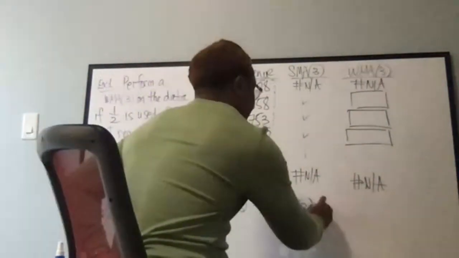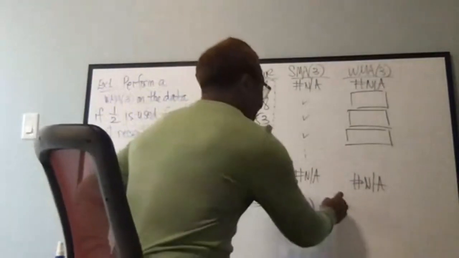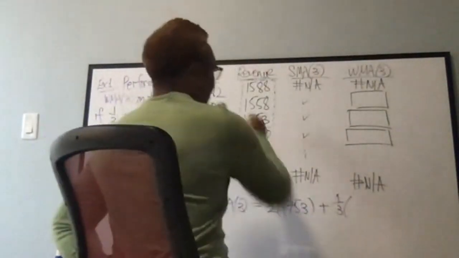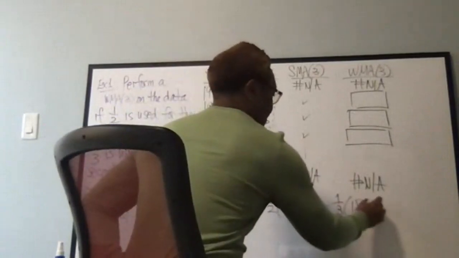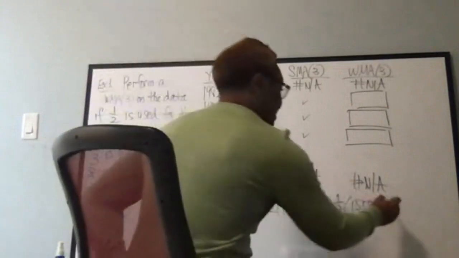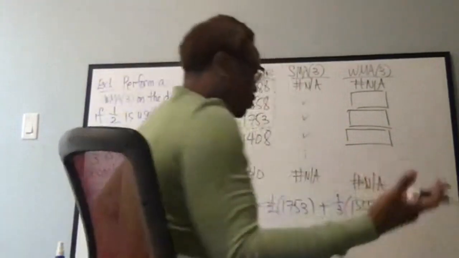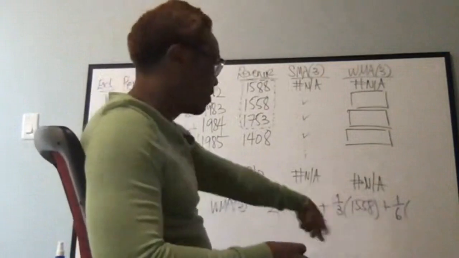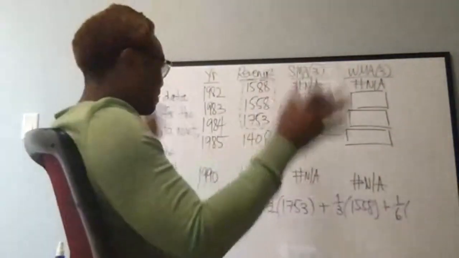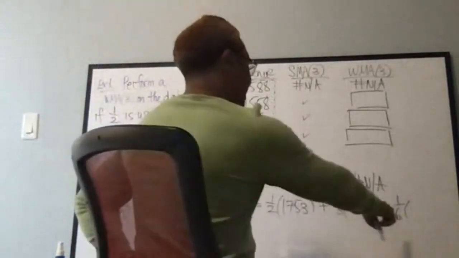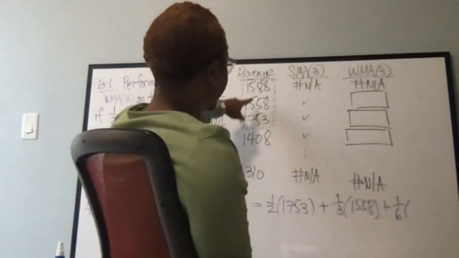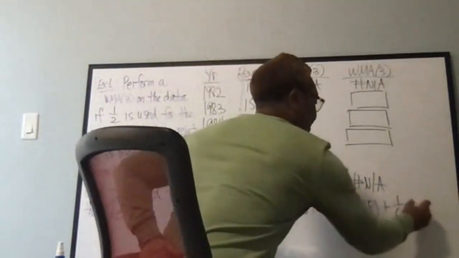Okay, now plus 1/3 is for the second most recent. So in this case, here we go, 1558. Plus, the next fraction is 1/6. Now, in every problem that you do, it's not always going to be 1/2, 1/3, 1/6. Again, I have to give you those. But those are kind of easy to deal with. In this case, the oldest point out of these 3 is 1588.